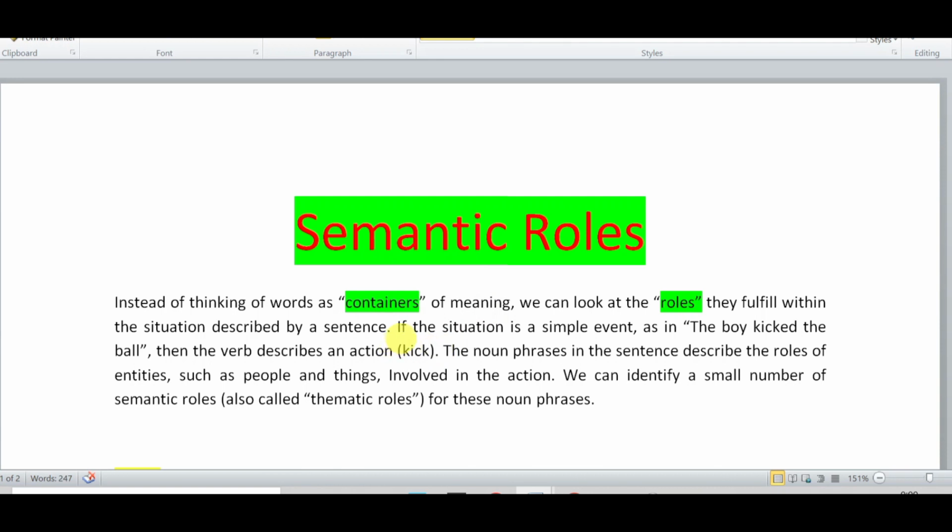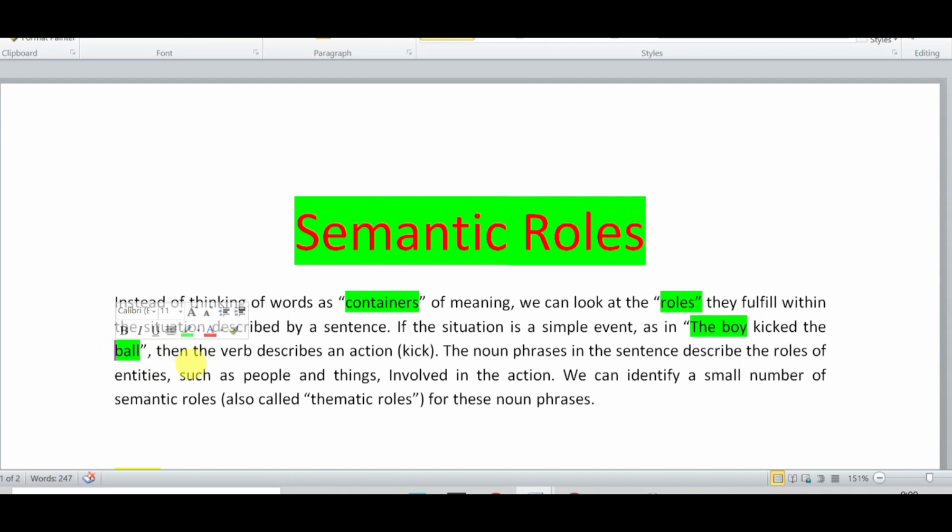If the situation is a simple event, as in this sentence: the boy kicked the ball, then the verb describes an action, kick. The noun phrases in the sentence describe the roles. A noun phrase like the boy has a role. What would that role be? We will see. Kick is the action. The ball is where the action goes, what the action acts upon.